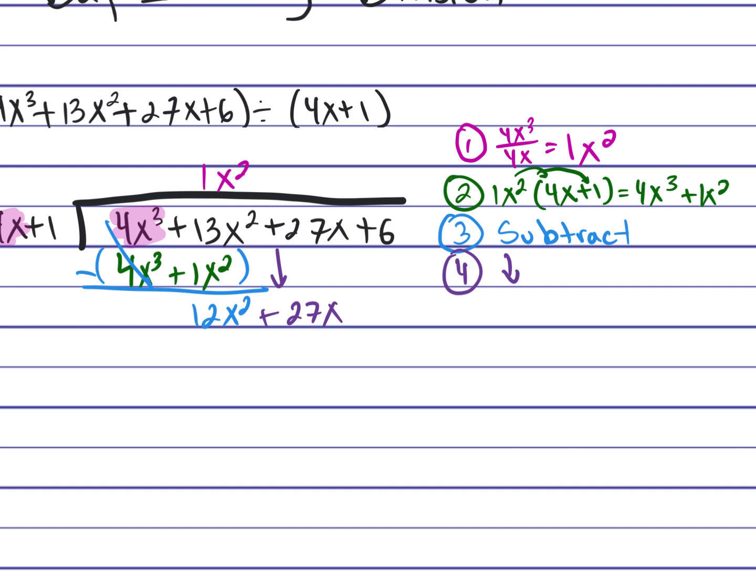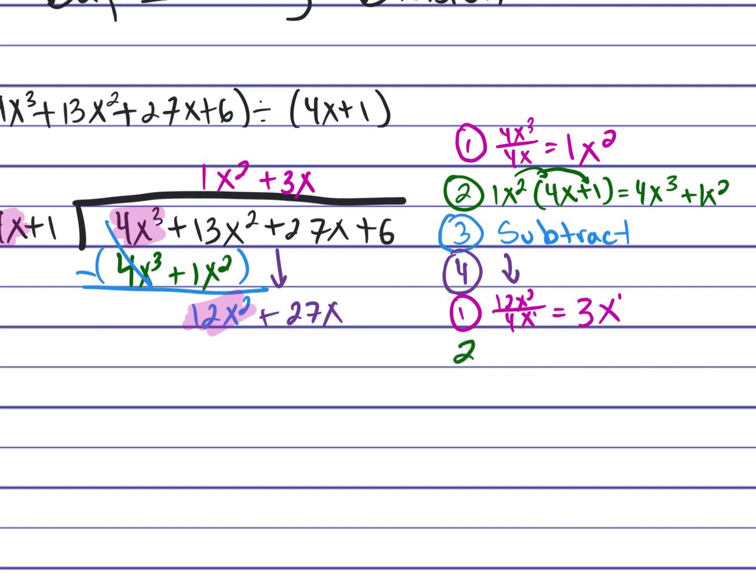Now, we will have to repeat the steps because I brought something down. That means I still have something to do. We always divide the inside by the outside. My inside is now 12x squared. The outside is 4x. That didn't change. 12 divided by 4 is 3. For the x's, we subtract the exponents. 2 minus 1 is 1. There's my answer. I write it up on the top.